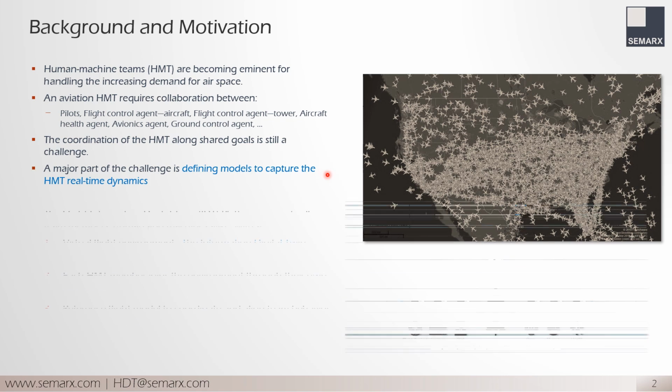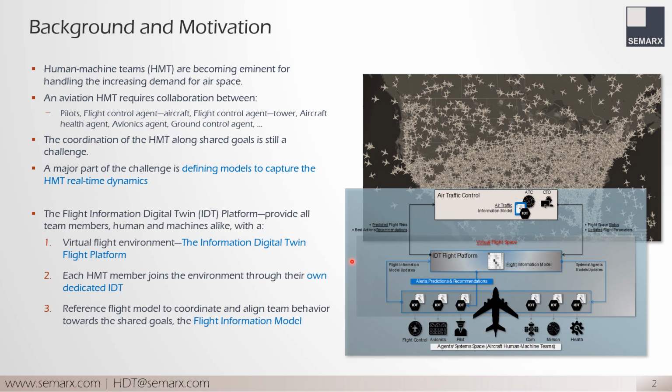The approach we propose, the Flight Information Digital Twin Platform, enables aviation human-machine teams by providing a virtual flight environment in which various agents, whether human or machine, join the environment through their own avatar-like application, the Information Digital Twin. Human, agents and systems roles can then be modeled using the same language and according to the same rules for exchanging and evaluating information.